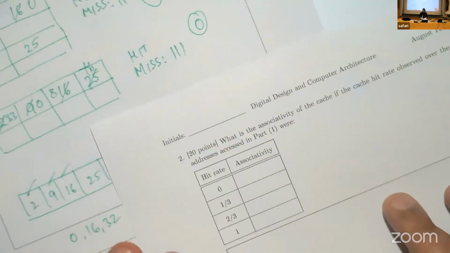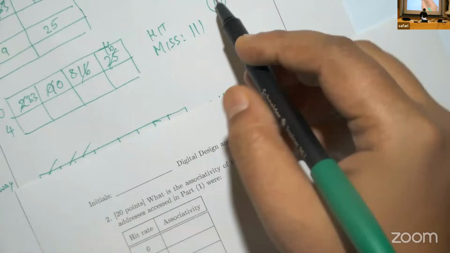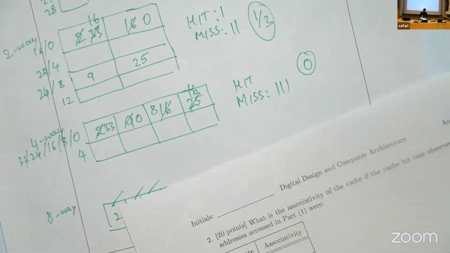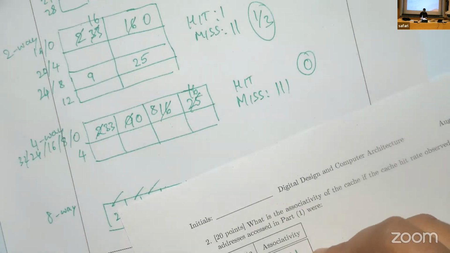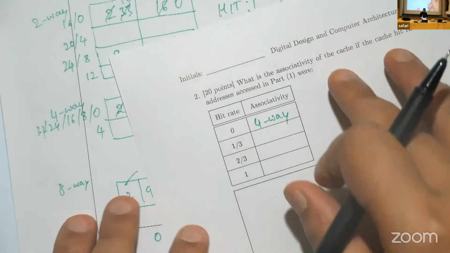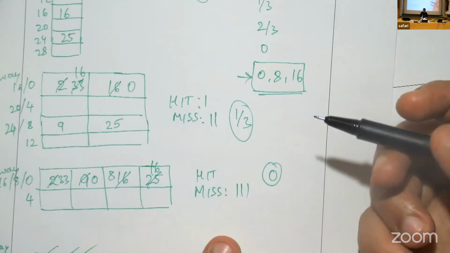So now we'll look at the next part of the question, which is a continuation of the first part. And here we are asking what is the associativity of the cache if the cache hit rate observed over the 3 extra addresses accessed in part 1 is 0, then it's 4-way. Then 1/3 is 2-way.